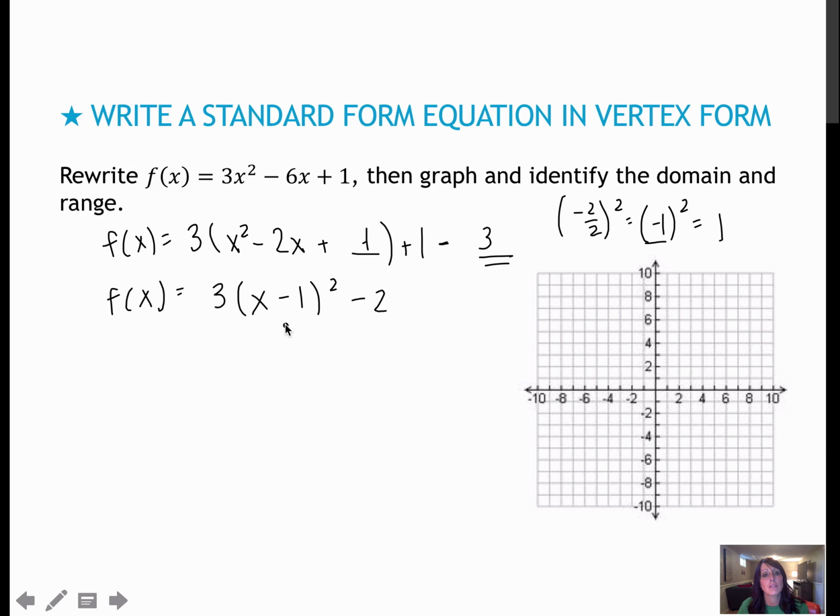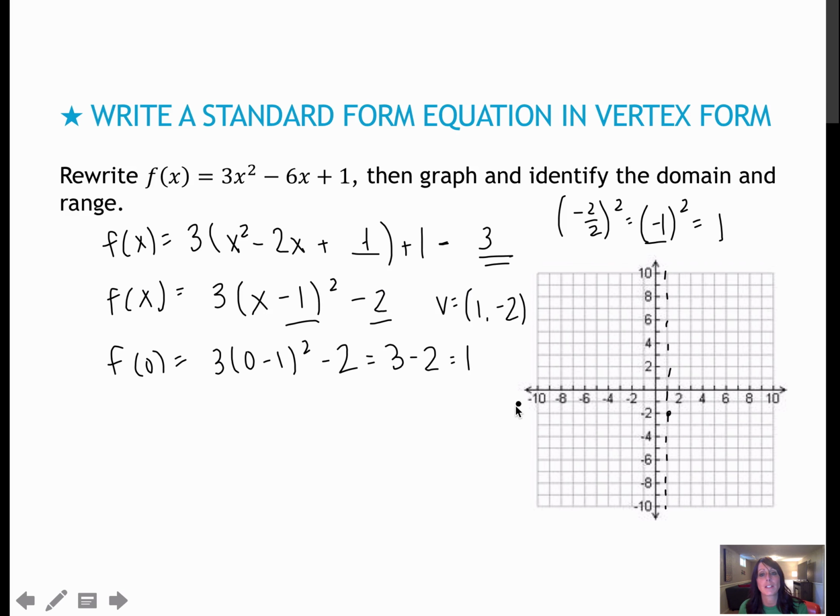Now I can start graphing by looking at my vertex, which would be positive 1, negative 2. So 1, negative 2. Go ahead and draw in that axis of symmetry, which is that dotted line through the vertex. Then I would find my intercepts. So if I find my y-intercept, that's 3 times 0 minus 1 squared minus 2. 0 minus 1 is negative 1. If I square it, that's positive 1. So that's 3 times 1, or 3 minus 2, which makes it 1. So the y-intercept is 1. And I will reflect that over.